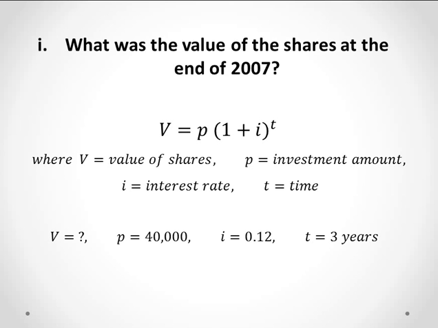So V is what we're trying to determine in this part of the question. P is equal to 40,000. I is equal to 0.12, which is the decimal equivalent of 12% increase. And T is equal to 3 years, because we're going to the end of 2007.